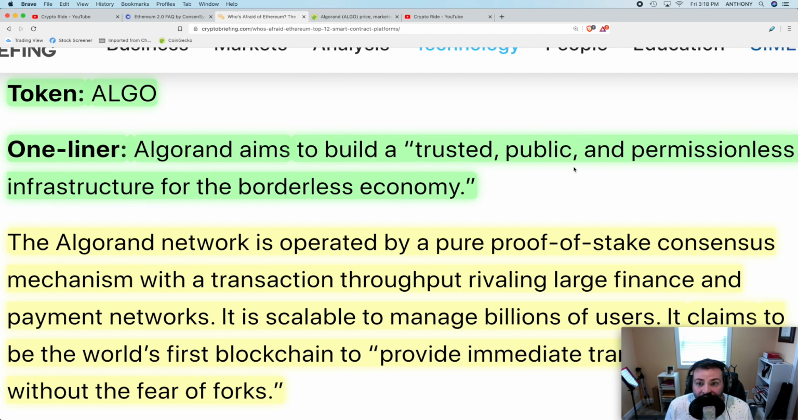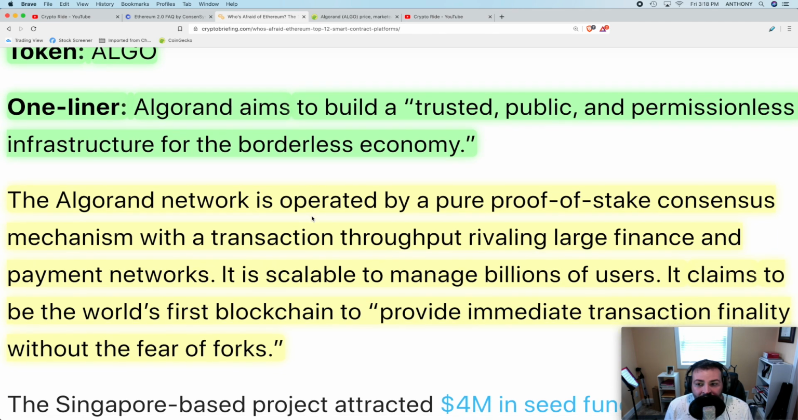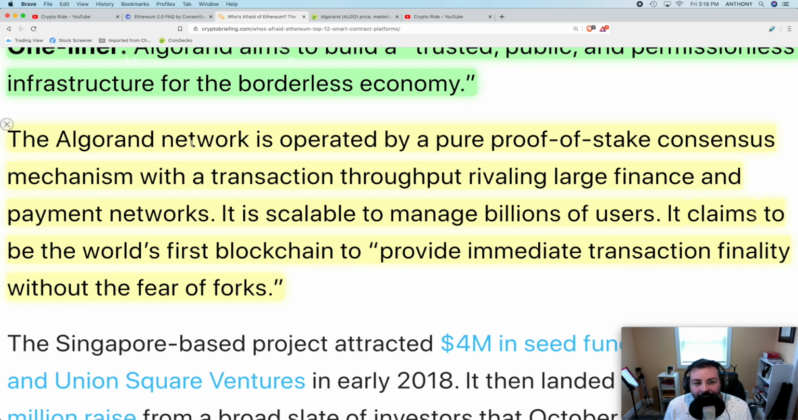So here's the one-liner elevator pitch, so to speak, for Algorand. Algorand aims to build a trusted, public, and permissionless infrastructure for the borderless economy. Okay, so let's go a little bit deeper. The Algorand network is operated by a pure proof-of-stake consensus mechanism with a transaction throughput rivaling large finance and payment networks. So already rivaling those large institutions, already proof of stake with its mainnet launched. It is scalable to manage billions of users, which is a huge plus, and it claims to be the world's first blockchain to provide immediate transaction finality without the fear of forks.